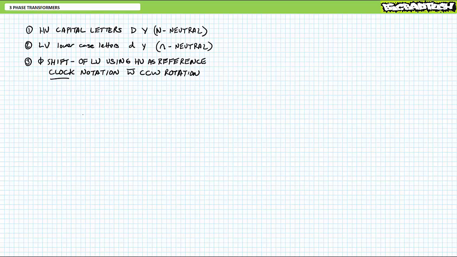Again, low voltage with respect to the high voltage. Does the low voltage lead or lag the high voltage? The high voltage is the reference. This has important ramifications we'll explore in later example applications.